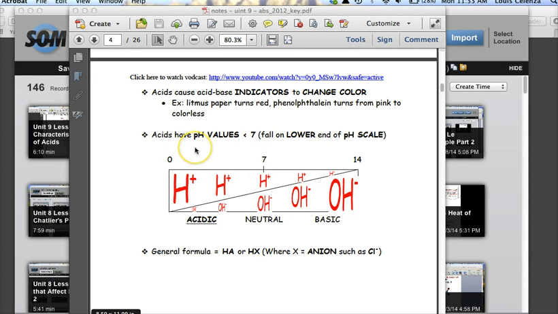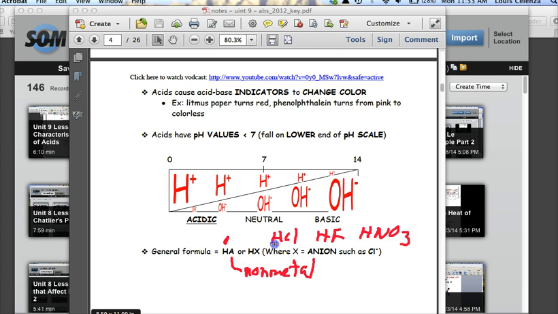Bases are the exact opposite. Now, what do all acids have in common when it comes to formula? Well, all acids have the general formula HA or HX. H is, of course, the element hydrogen, and A is generally going to be a non-metal, and X would be the same thing. So, for example, HCl, HF would be another acid, but you can also have acids with more than 2 elements, ternary acids, like HNO3. Those are all examples of acids.